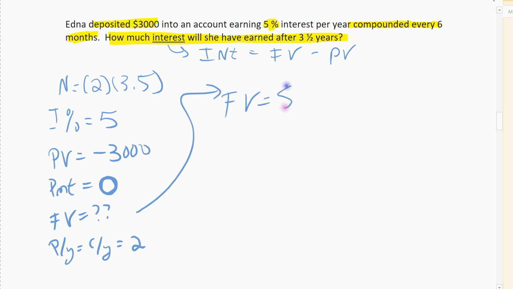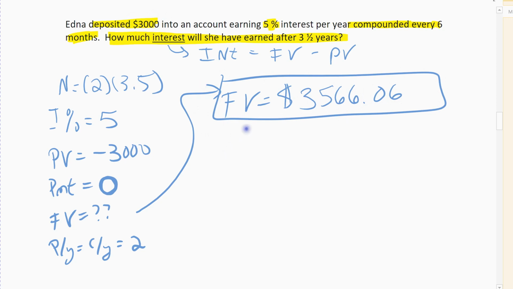How much did she earn on her $3,000 for 3.5 years? It won't be too much because it's a very short time period, so it shouldn't be much more than $3,000, and it isn't. It's $3,566.06 if I round to the penny. And again, that's not the question. So remember, you've got to read these problems very carefully on the quiz. If it asks for interest, don't give this answer. That's the wrong answer.